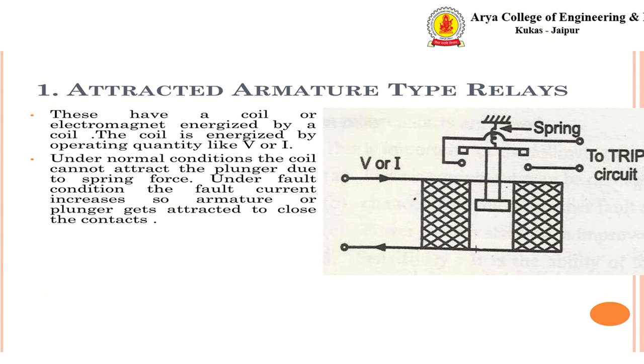Now we will see the attracted armature type relay construction. It has a spring here, and a unit which is tied to our setup to trip the circuit. Voltage or current values enter here. So these have a coil or electromagnet energized by a coil. The coil is energized by an operating quantity like V or I. Under normal conditions, the coil cannot attract the plunger due to spring force. Under fault conditions, the fault current increases, so the armature plunger gets attracted to close the contacts.